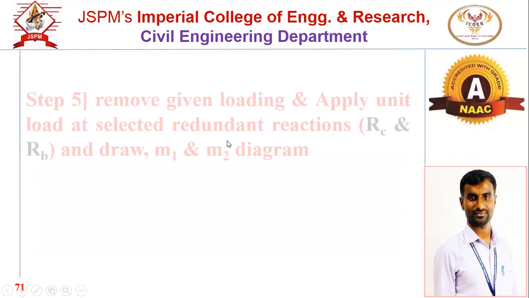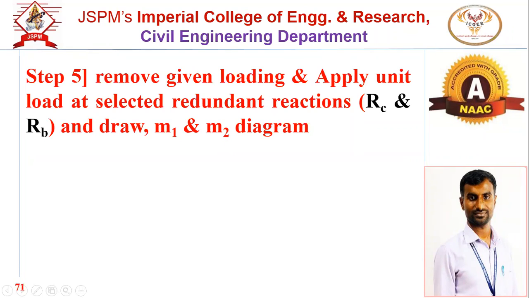Next, we have to remove the loading and apply a unit load at the selected redundant reactions, that will be at RC and RB respectively. So initially for M1, tell me how to draw M1. What is the procedure of drawing the M1 diagram? Who will tell me how to draw the M1 diagram?